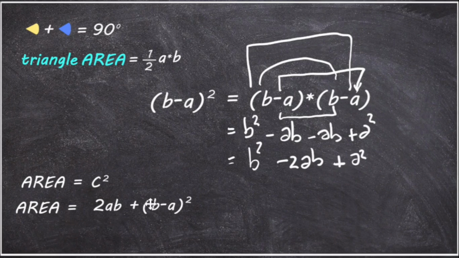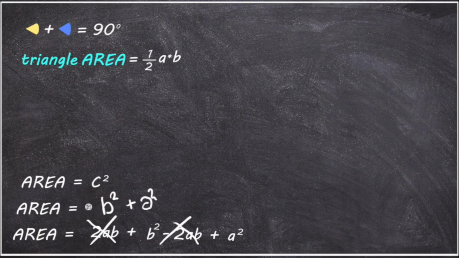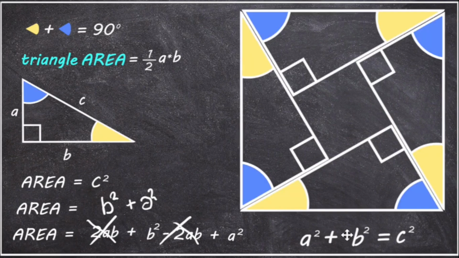And so we can replace (B minus A) squared with this result, giving us 2AB plus B squared minus 2AB plus A squared. 2AB and minus 2AB cancel, which means that the area is B squared plus A squared, but that is the same as C squared. And that means that A squared plus B squared equals C squared, which is exactly what we were setting out to prove. That in a triangle with lengths A, B and C, where the longest length, the hypotenuse, is C, A squared plus B squared equals C squared, and so Pythagoras' theorem is true.